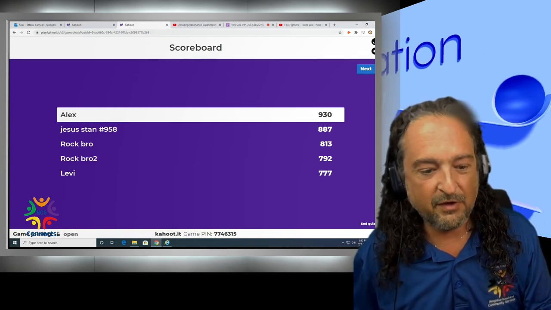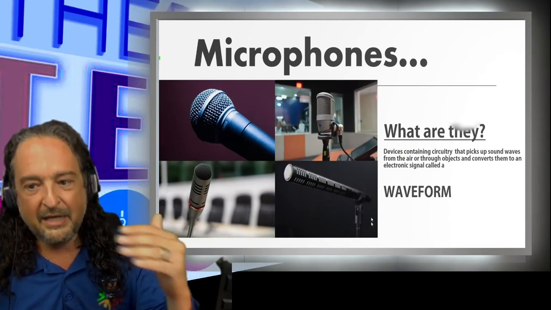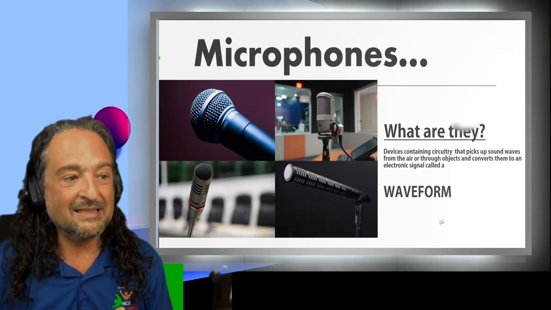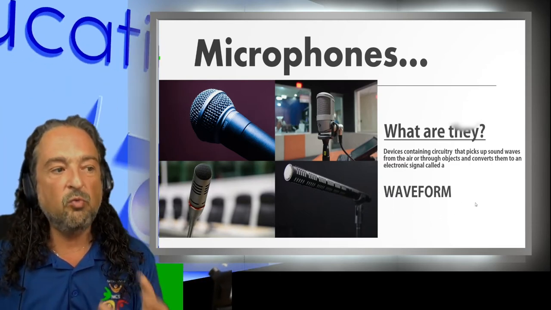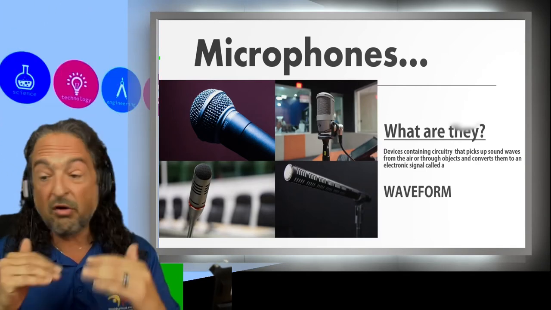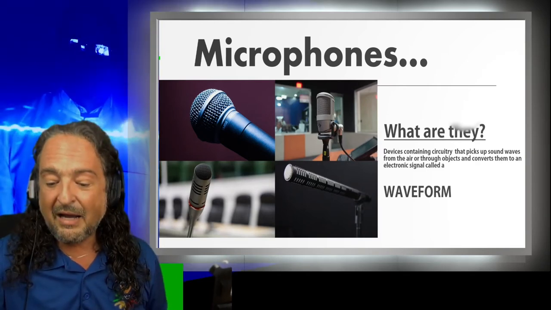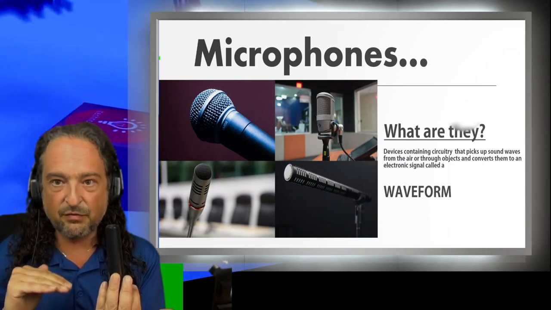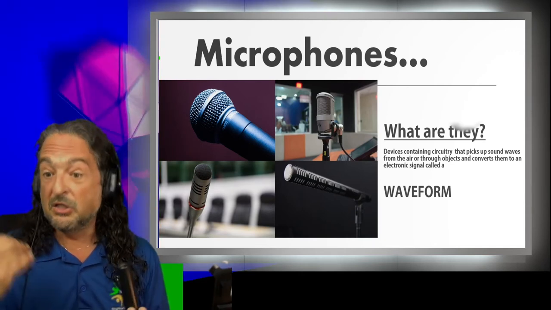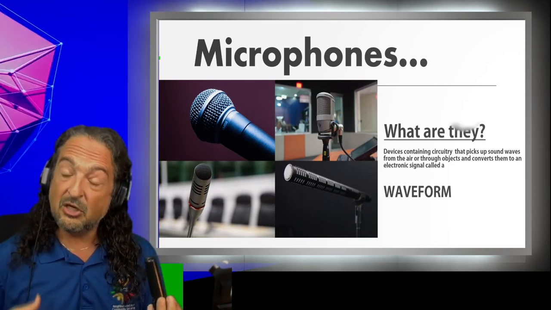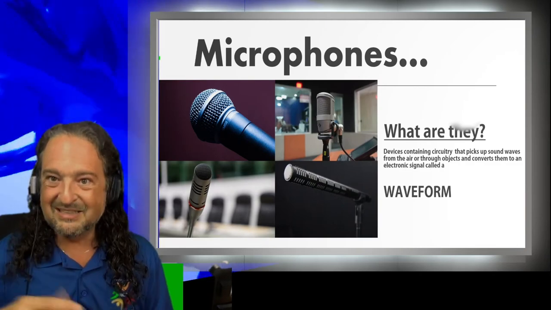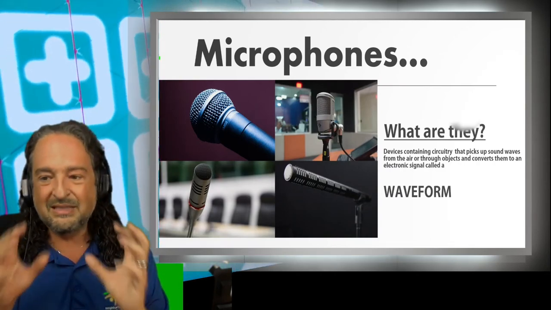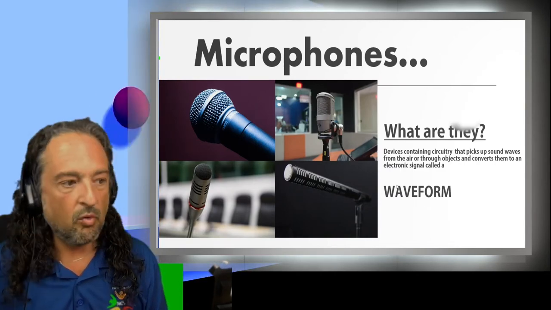Let's take a look at microphones and see what you guys can do to write down your knowledge of microphones, and we'll test you. A microphone is a device that contains circuitry that picks up sound waves from the air, as we said, or through objects. Transducer microphones can sit on a physical object and actually pick up the vibrations from that. Some conference call microphones and guitar microphones can be transducers. They actually pick up the resonance from the wood and translate it. So it doesn't have to just be audio coming through the air. It is then translated to a signal, as we said, called a waveform.